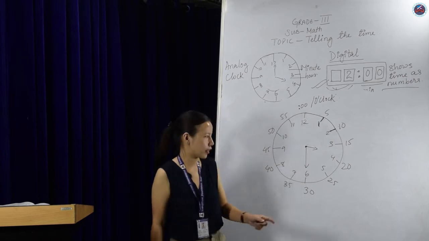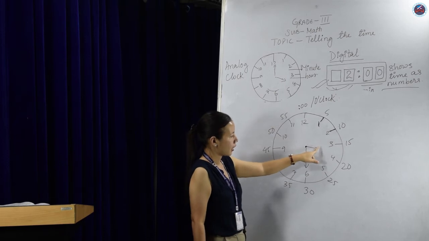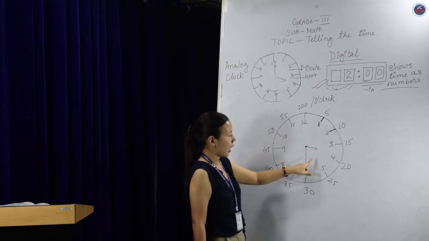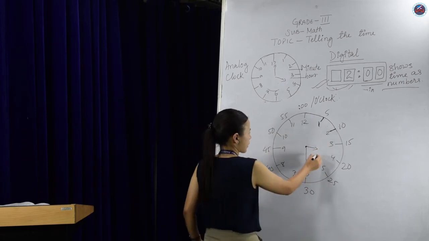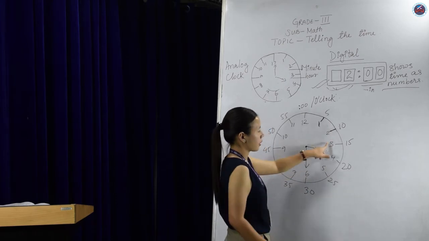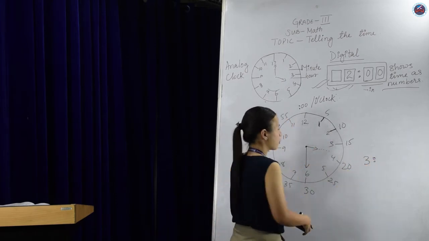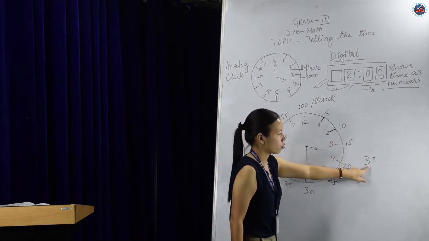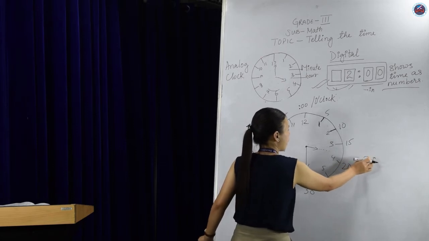Now let's do this next one. Your long hand is pointing at 6 and your short hand is pointing in between 3 and 4. That means the short hand has passed the number 3. So we write 3. It has not reached 4, so we write 3 only. It has passed 3 only, so 3. And then the second step is to put the dots. So we have done the dots.